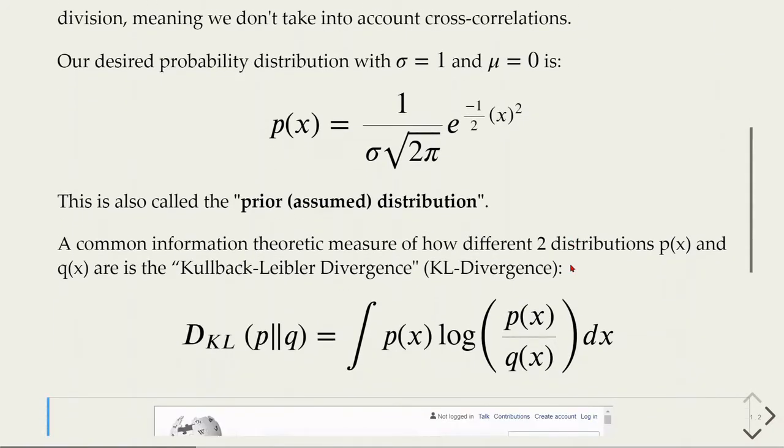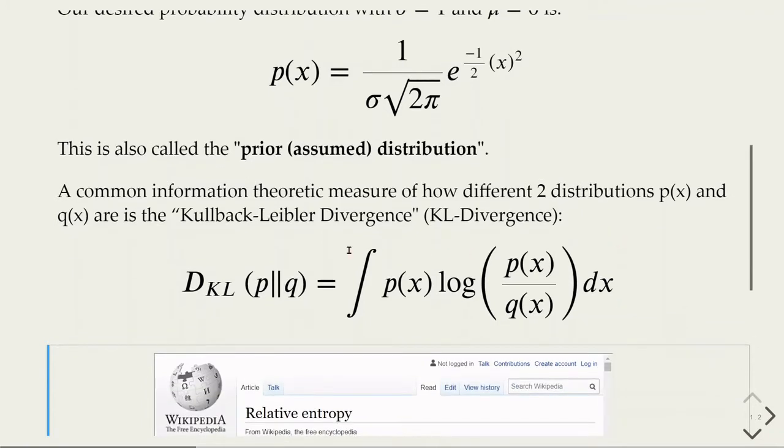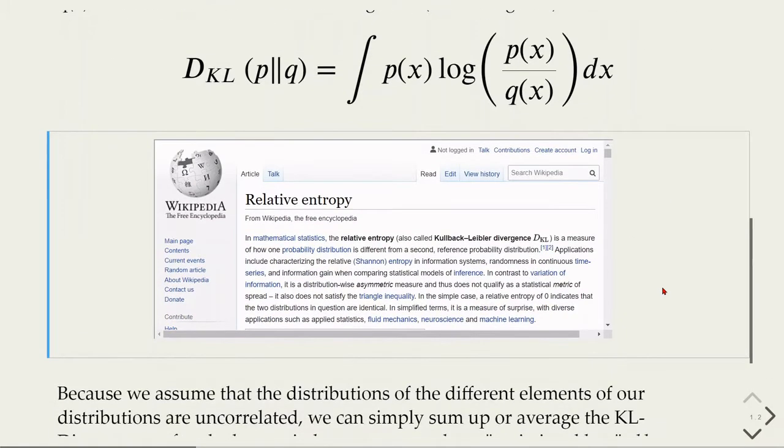A common information theoretic measure of how different two distributions, P of x and Q of x, are is the Kullback-Leibler divergence, or the KL divergence. And it's given by this equation here. And you can read more about the Kullback-Leibler divergence here. And it's a measure of how one probability distribution is different from a second reference probability distribution.